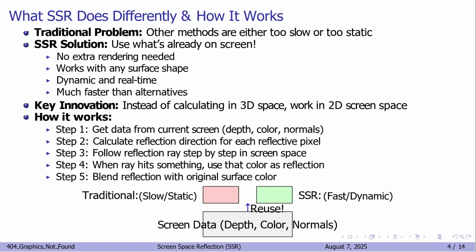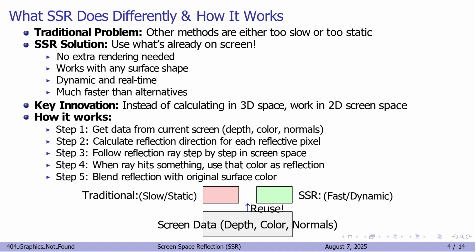So the old methods were either too slow or not dynamic enough. This is where SSR comes in as the solution. As you can see, the key innovation is to stop thinking in complex 3D space and instead work in the simple 2D space of your screen. It reuses the screen's data to create reflections that are fast and dynamic. So how does it work?